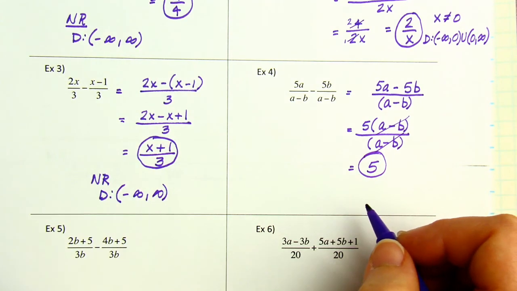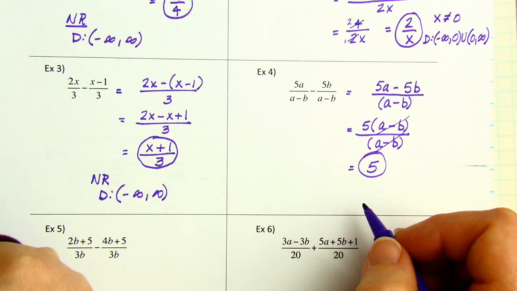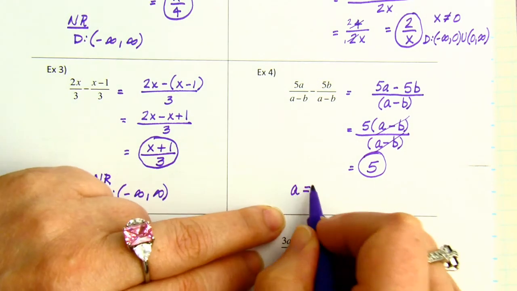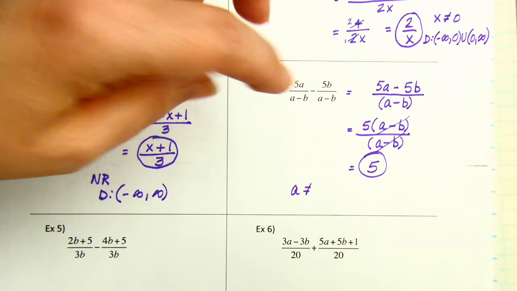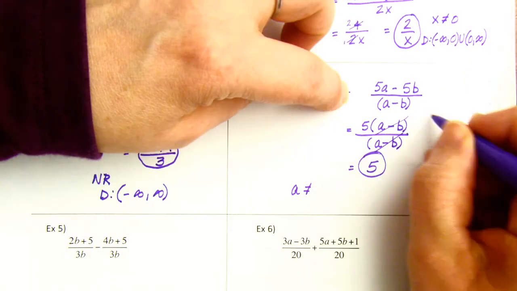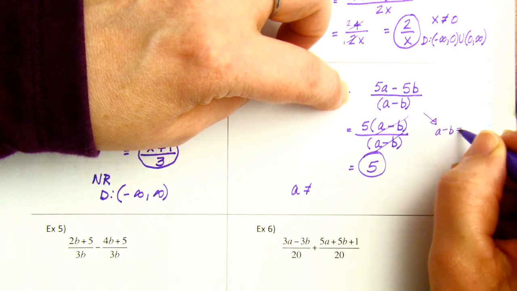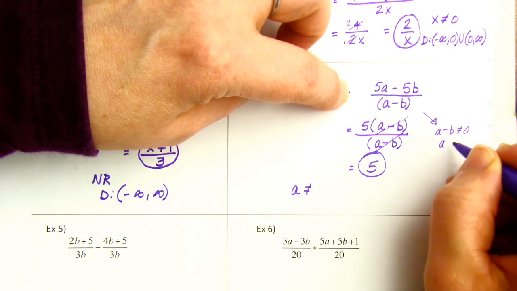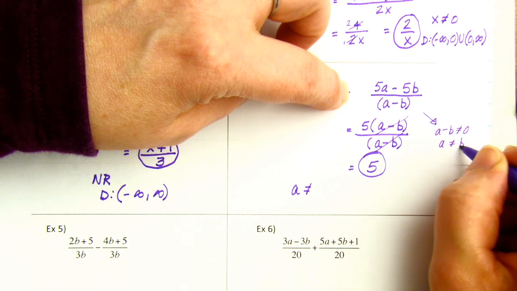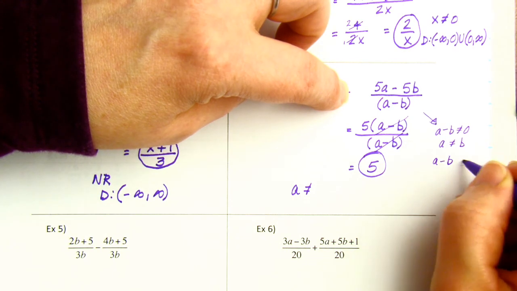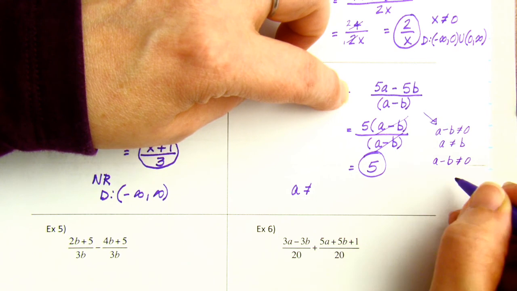Now this one's going to be a little bit difficult for us to give the domain, but we are going to give the restrictions. Set it up if you don't know how to find the restrictions in your head. A minus b cannot be 0. So a cannot be b.